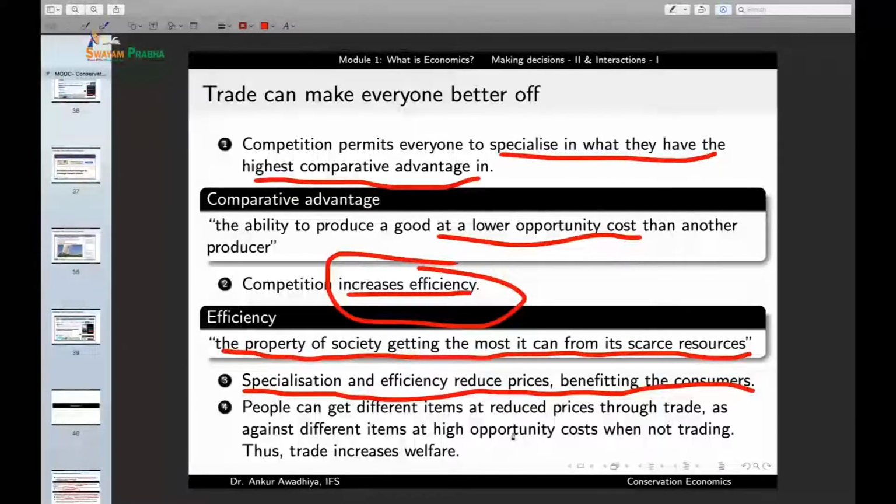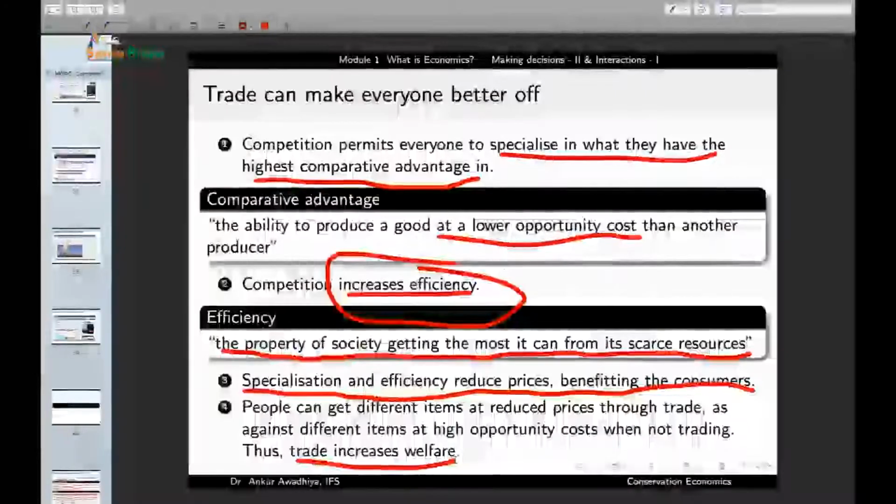And people can get different items at reduced prices through trade as against different items at high opportunity cost when not trading. Thus, trade increases welfare. So, when we talk about economic interactions in a society, we need to remember that if there is trading in the society, then everybody is much more well off as compared to a situation when there was no trading. So, trade makes everyone better off.